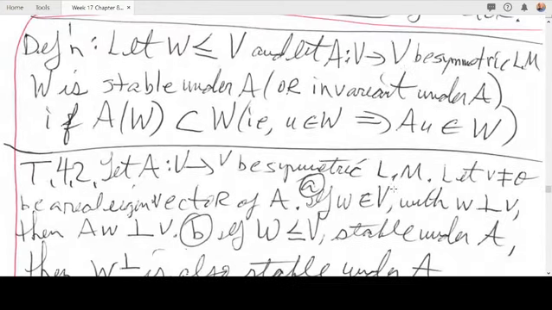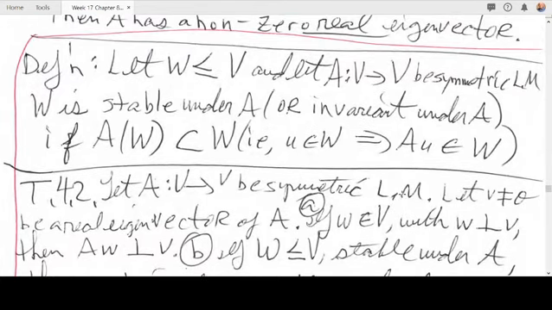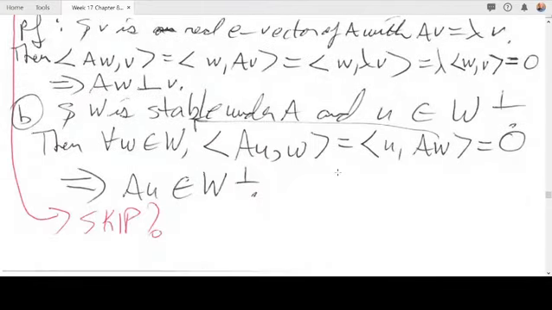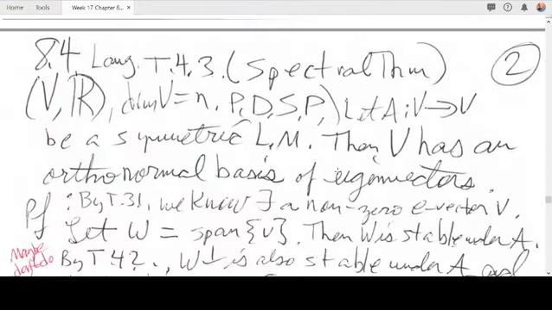I have decided to skip over the material here on what it means for a subspace of V to be stable under A or invariant under A. So I've decided to skip that part. Okay. Go down next to section 8.4. Now in section 8.4 we have the spectral theorem.